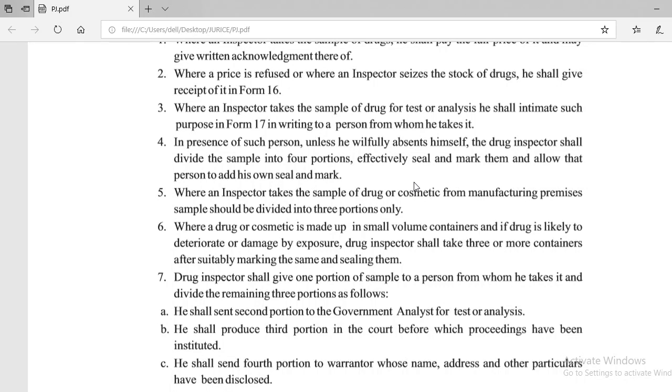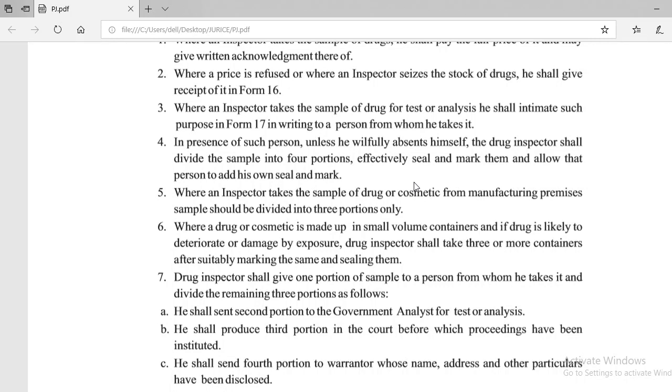Meaning when a drug inspector goes to a shop and demands some samples for analysis, he will take the sample and he will divide it into 4 different parts, and now he will ask that particular shopkeeper or the registered pharmacist or any manufacturer to seal and mark them and allow that person to add his own seal and mark.